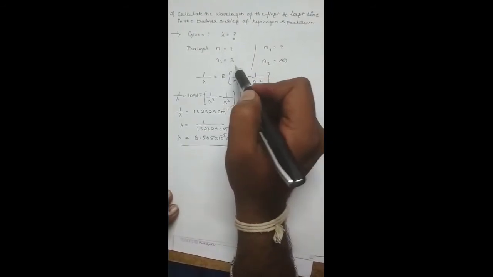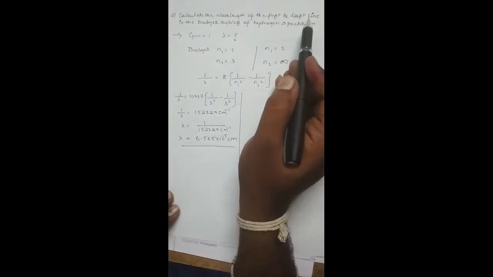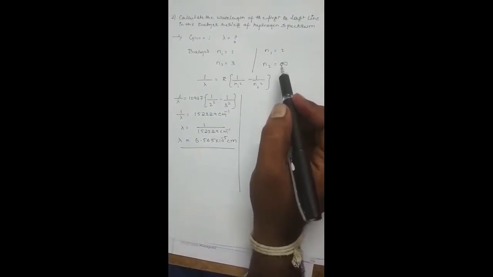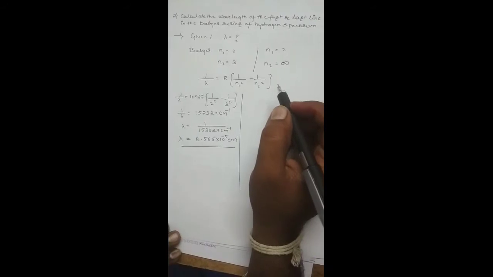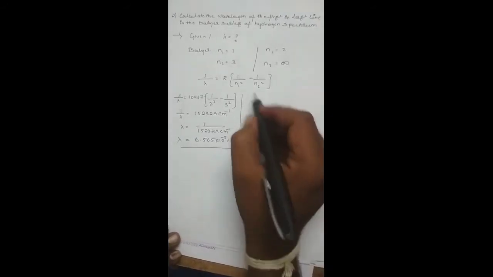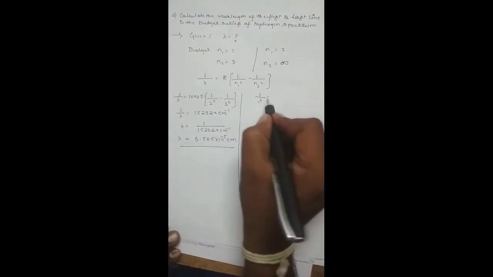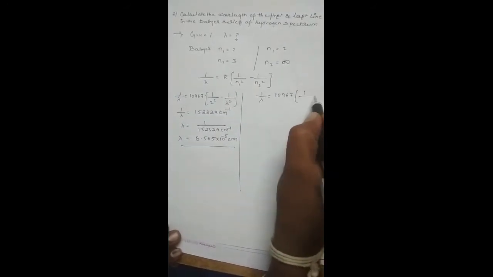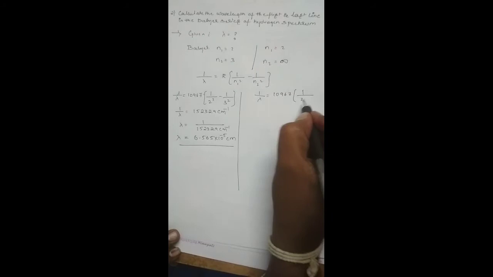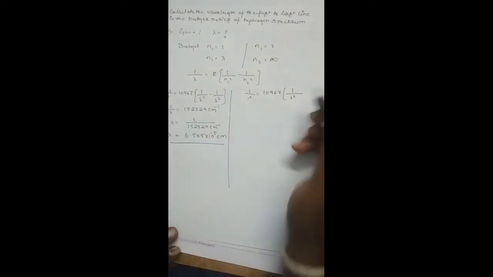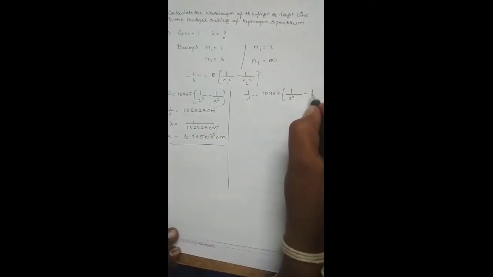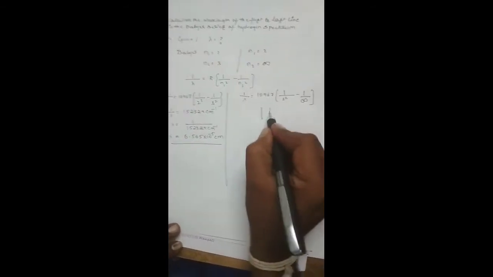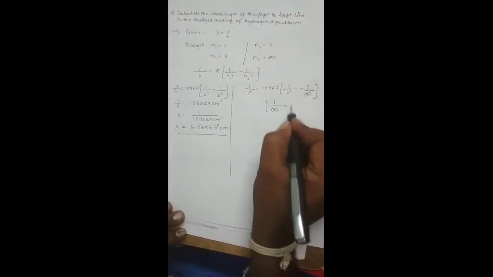But what they are asking is the first and last line, and we don't know the last line. For that we take infinity, while the infinity orbital comes to the second orbital, correct? Now, 1 by lambda is equal to 10967 into 1 by n1, which is 2 square, minus 1 divided by infinity. We know that 1 by infinity is nothing but 0, correct?